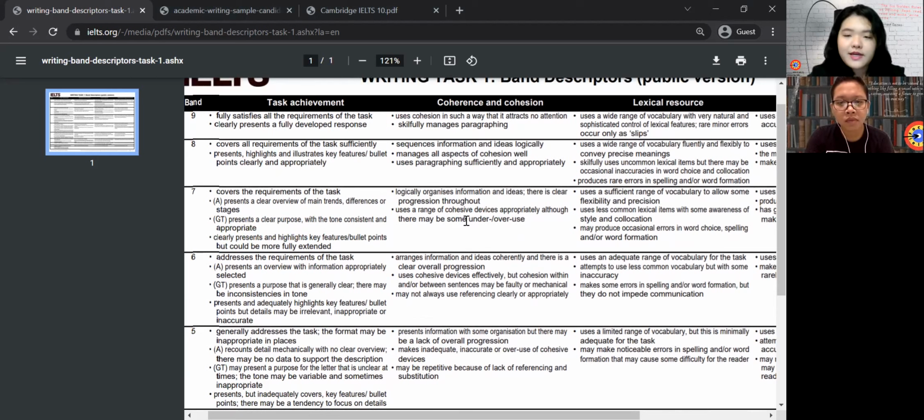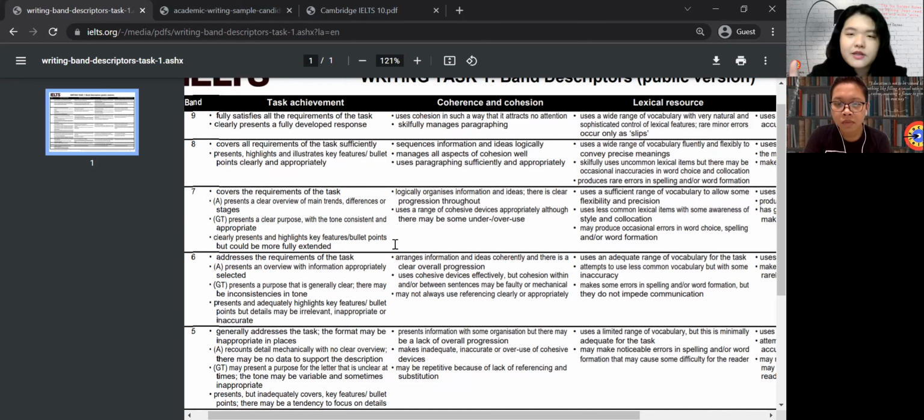And there's a range of cohesive devices. So you cannot just use the one cohesive device over and over again, like furthermore and furthermore and furthermore. You have to show that you know a range of cohesive devices, including references and such. There could be a bit over or under use, so maybe 1 or 2 sentences are not connected well, or you use too many cohesive devices when you shouldn't have done that. So it's still possible to get that at 7, but what you have to keep in mind is you have to show your range of ability.